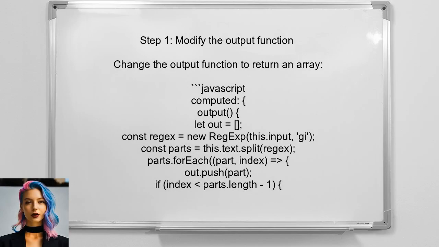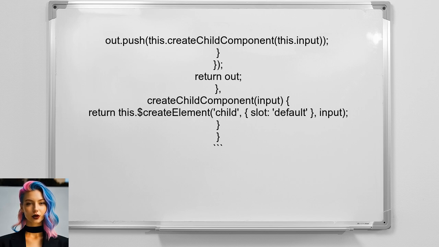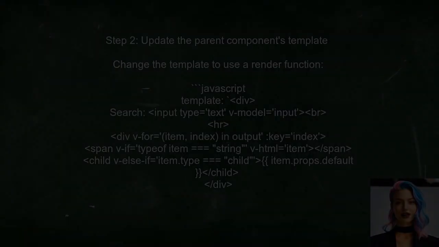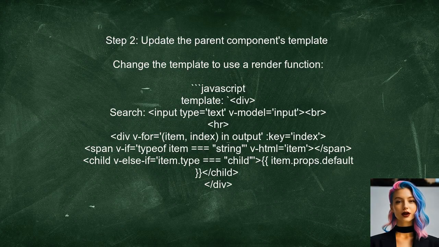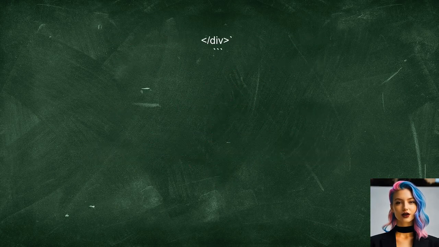To dynamically insert child components in Vue.js, the user should start by modifying the output function. Instead of returning a string of HTML, they can return an array of Vue components and plain text. Next, the user should update the parent component's template to use the render function. This allows Vue to render the array returned from the output function correctly.